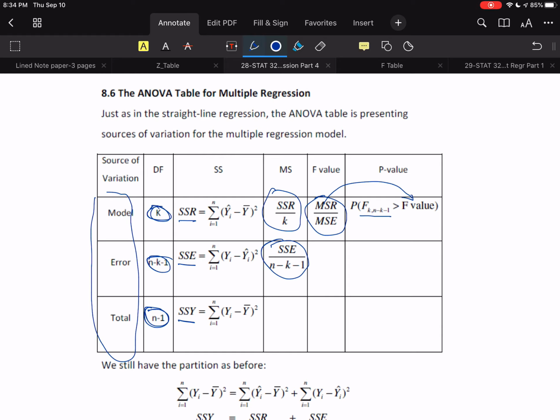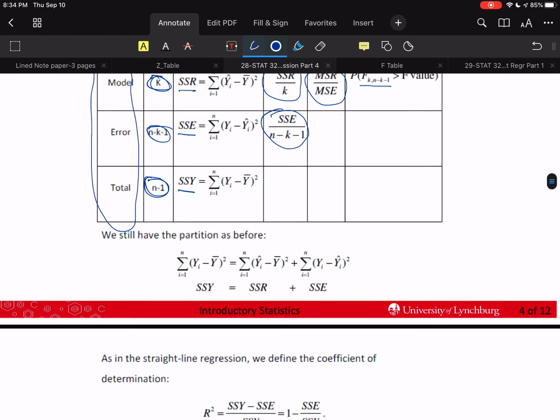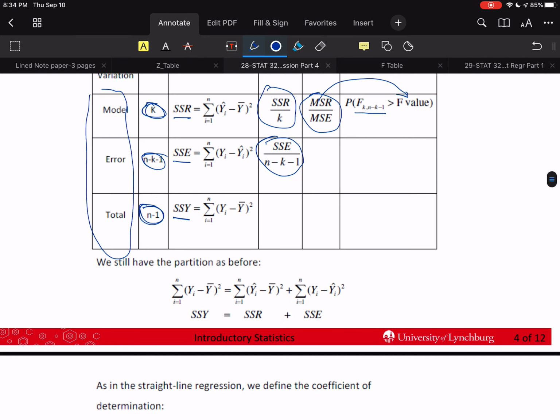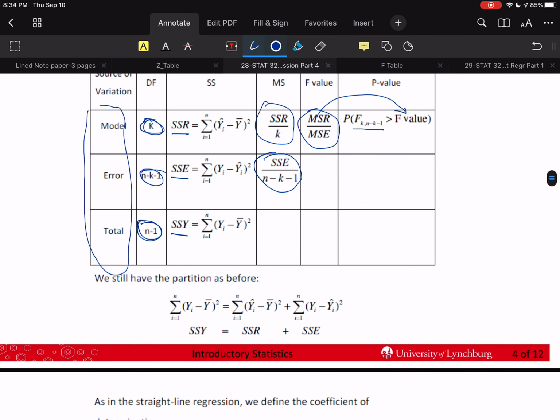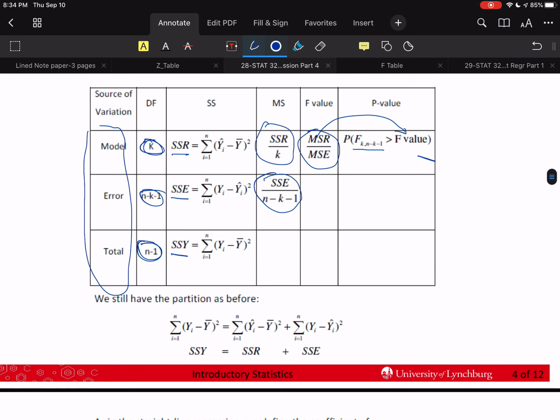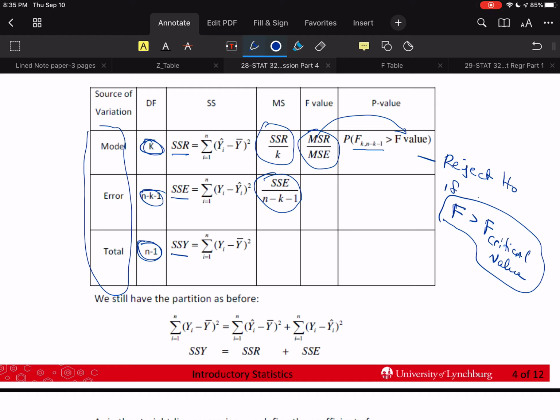Okay? So we reject H naught if our F value is greater than our F critical value. So this is the rejection region here that we need to know. And we have the same partition as before. SSY is equal to SSR plus SSE.